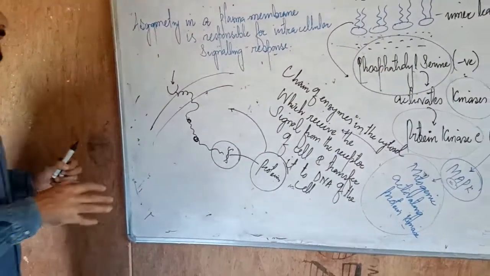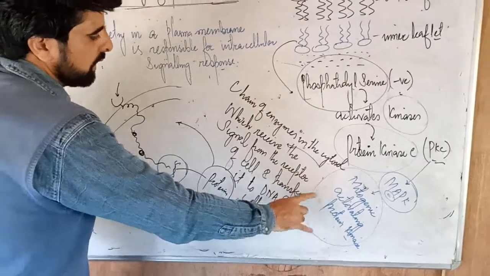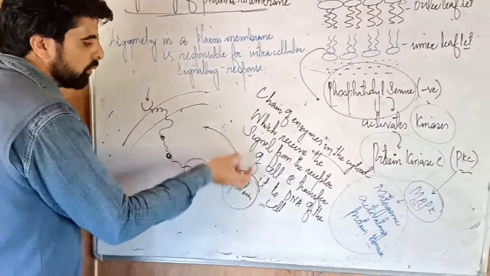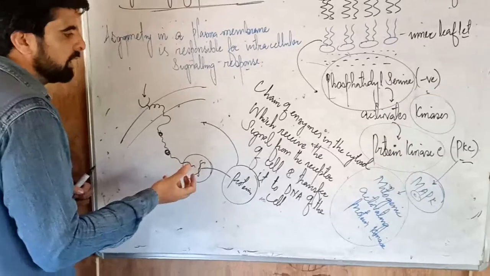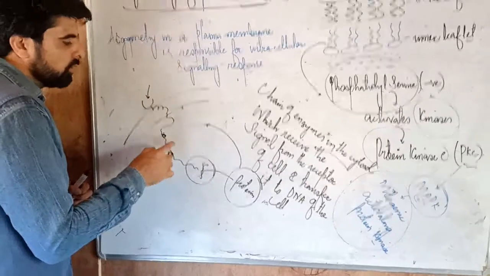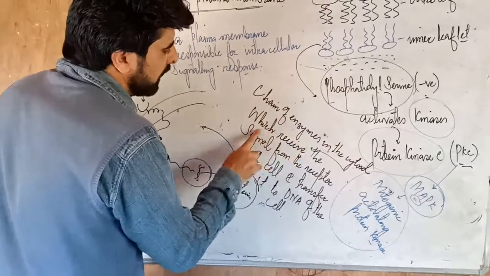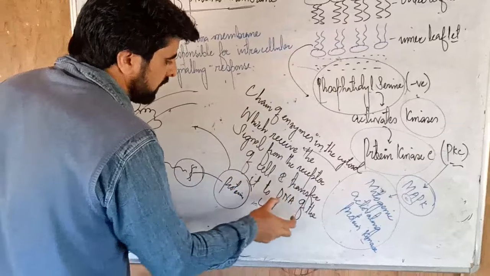The very important thing is what MAPK means: mitogen-activated protein kinase. Say if this cell had to go for division, now these proteins get secreted, which may be enzymes or proteins. Now they will activate the cell to go for division. So this is known as mitogen-activated protein kinase. A chain of enzymes in the cytosol which receive the signal from the receptor of the cell and transfer it to the DNA of the cell.